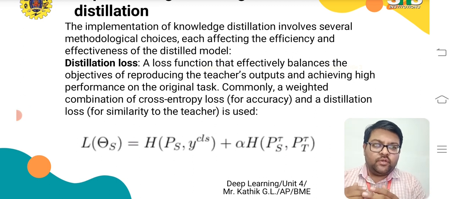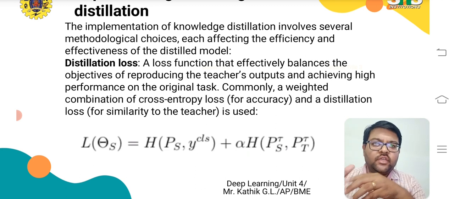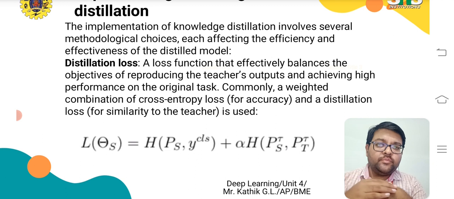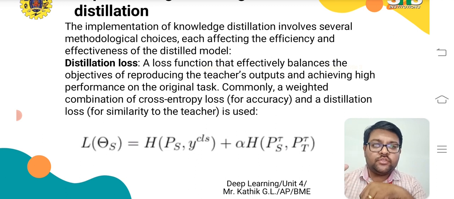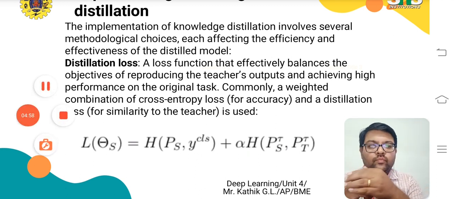The implementation of knowledge distillation involves several methods, each affecting the efficiency and effectiveness of the distilled model. We saw about distillation loss. It is a loss function that effectively balances the objectives of reproducing the teacher's outputs and achieving high performance on the original task. Commonly, a weighted combination of cross entropy loss for accuracy and a distillation loss for similarity to the teacher is used. So, this is the equation for the distillation loss, right?